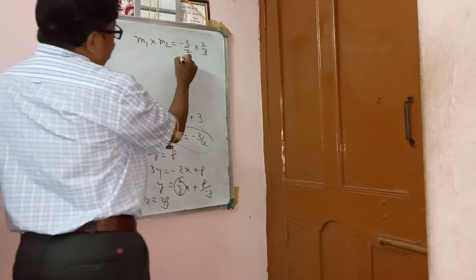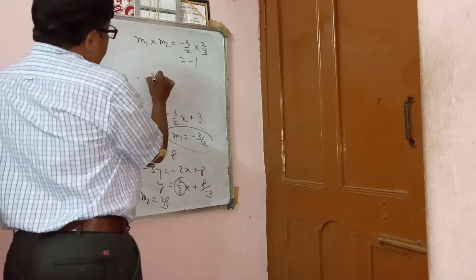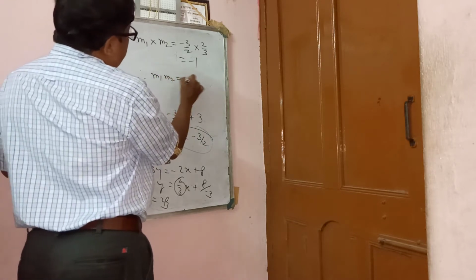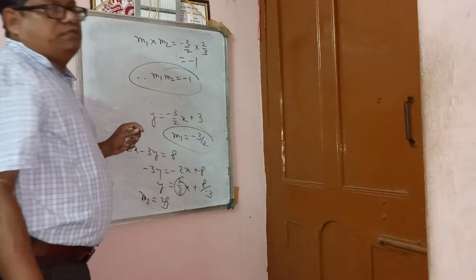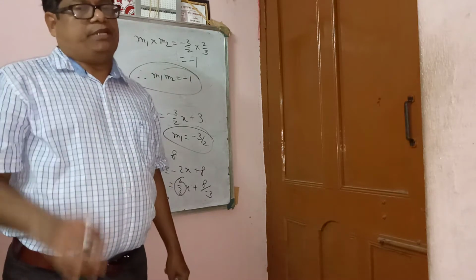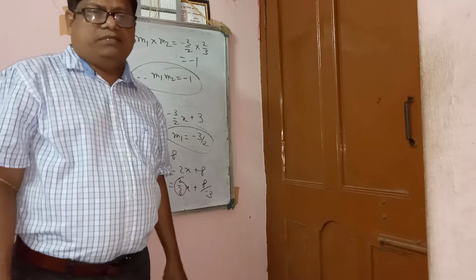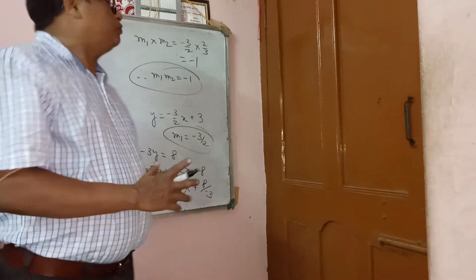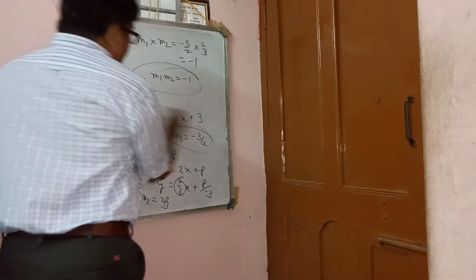2 by 3. So here minus 1. So m1 m2 equal to minus 1. Then we can say the lines are perpendicular to each other. Okay, the lines are perpendicular. Okay, so next one.